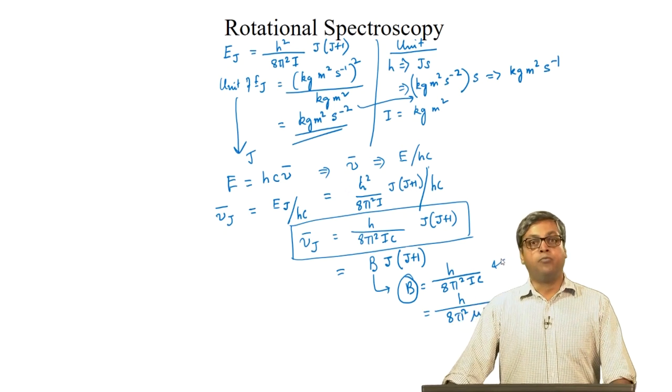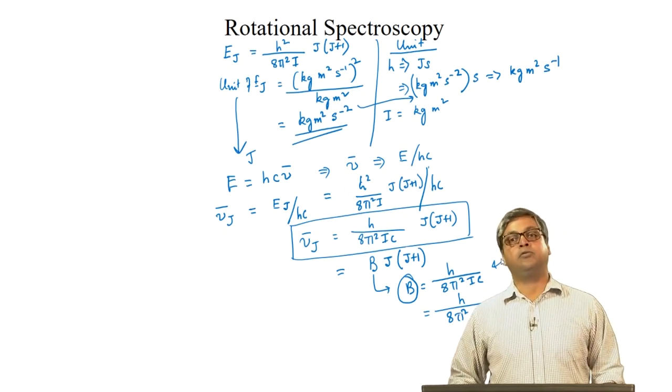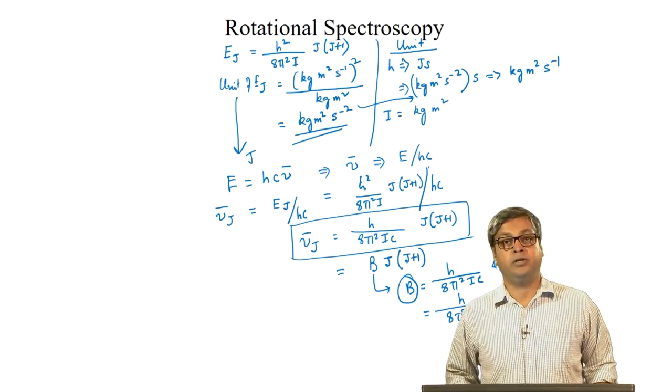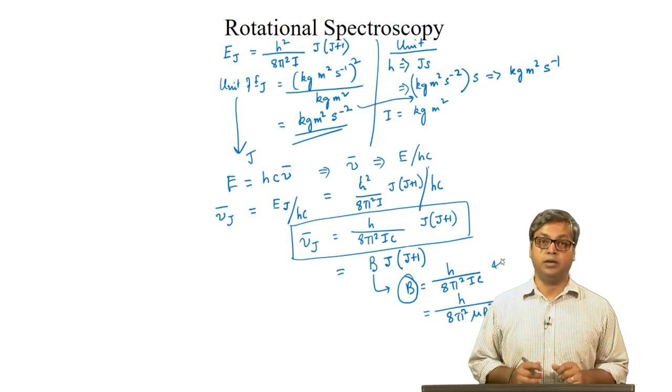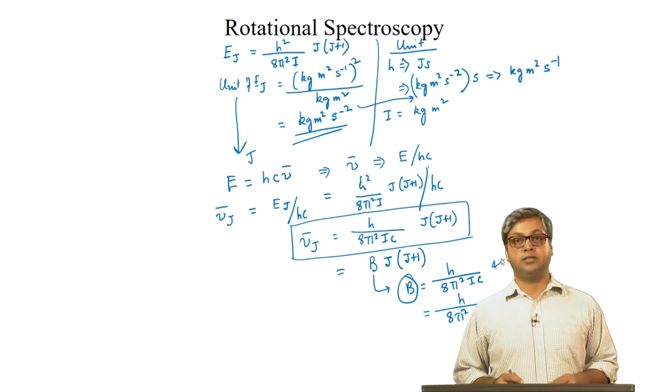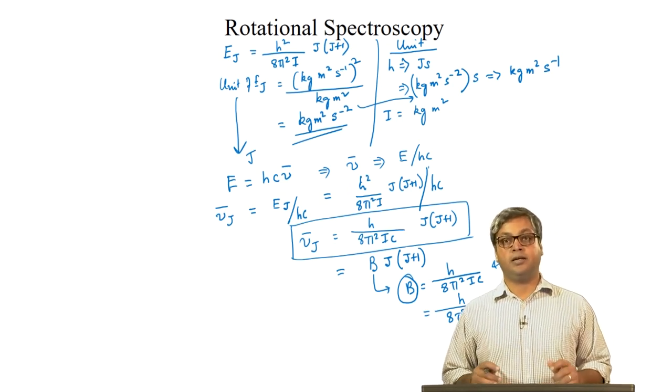So, as bond length or internuclear distance can be determined with high precision from microwave spectroscopy, let us illustrate this using an example.